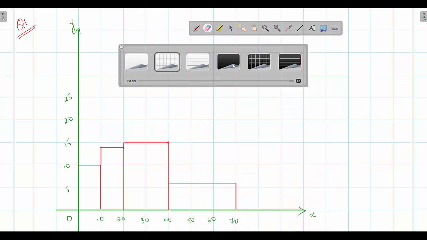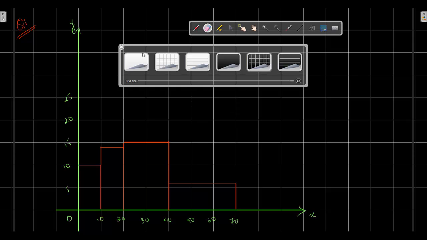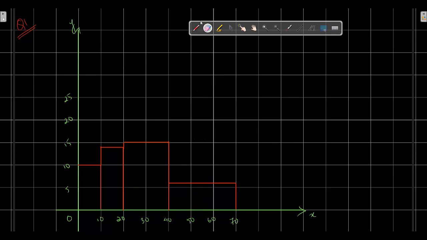Let me just change the background. Okay, so now here you see I have already prepared the class interval here. So here the first class, you first have to make the first quadrant, that is the x-axis and the y-axis.